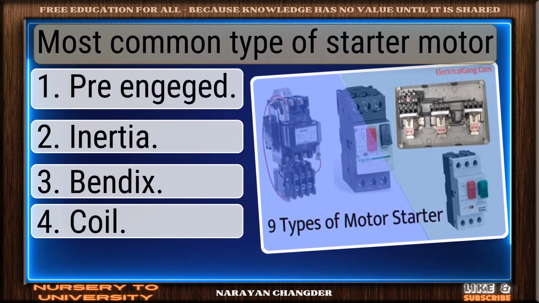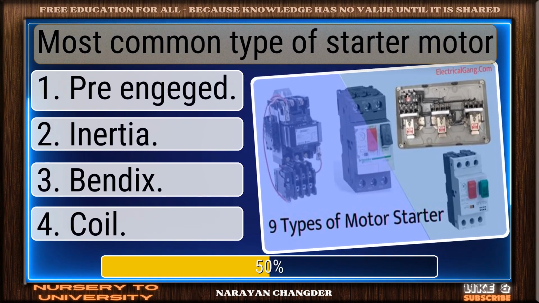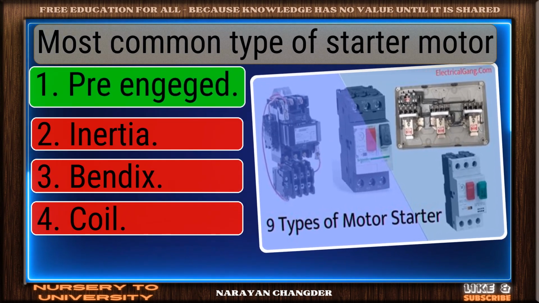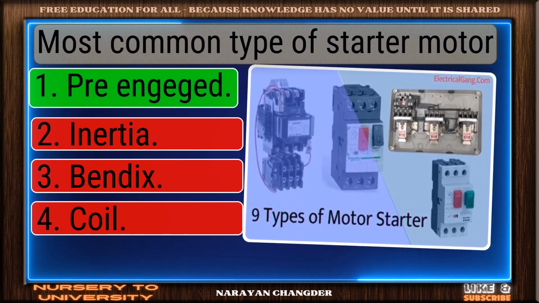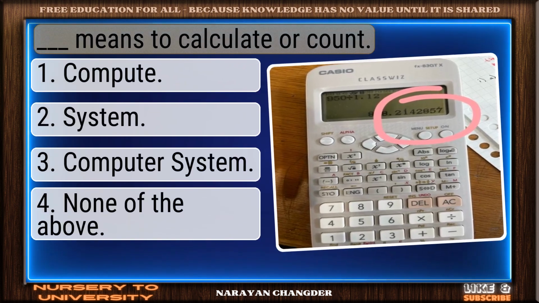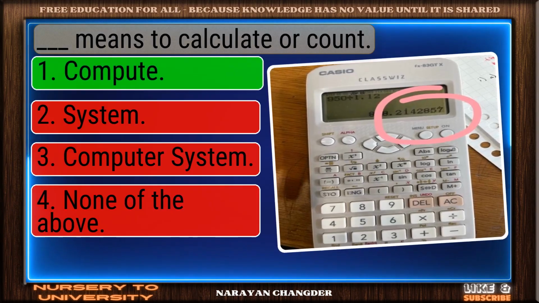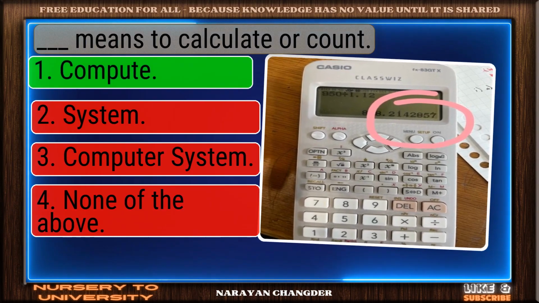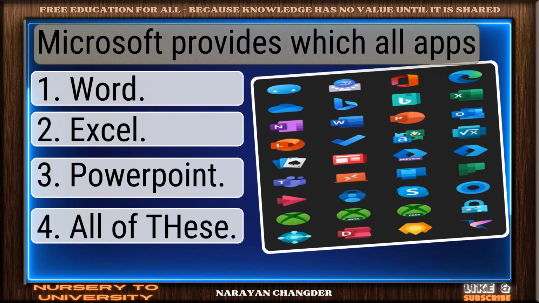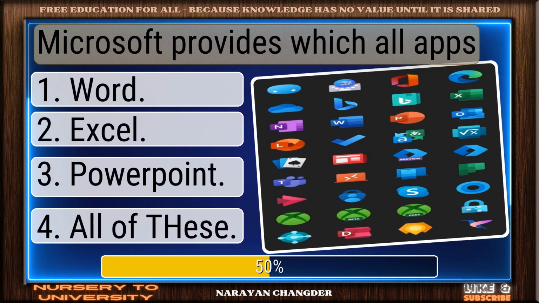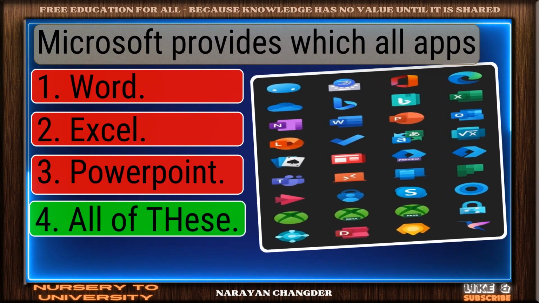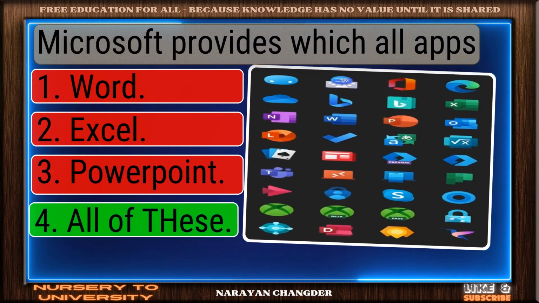Most common type of starter motor? Nicely done. Pre-engaged is solid. Dash means to calculate or count. Excellent. Compute is well reasoned. Microsoft provides which all apps? Well reasoned. All of these is correct.